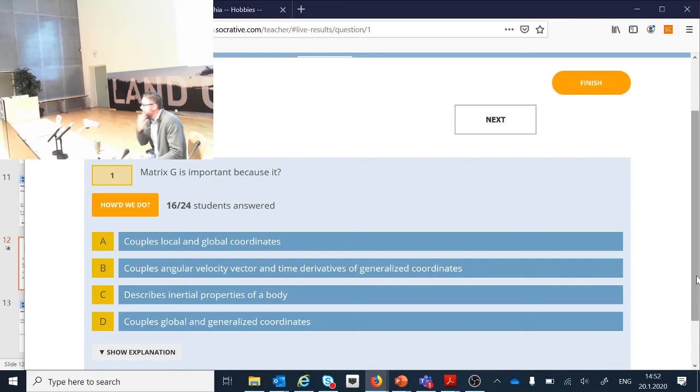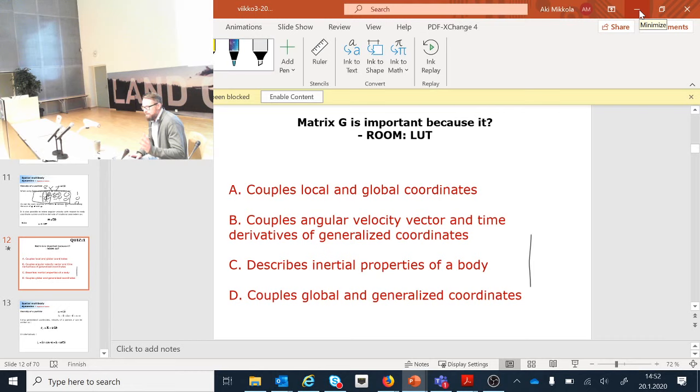Okay, let's look at the choices here. Hold on, don't answer yet. So it couples the local and global coordinates. What are the local coordinates? Vector u bar. Global coordinates. Don't know about that. Okay, couples angular velocity vector. Okay, so it's already promising. Angular velocity and time derivatives of generalized coordinates.